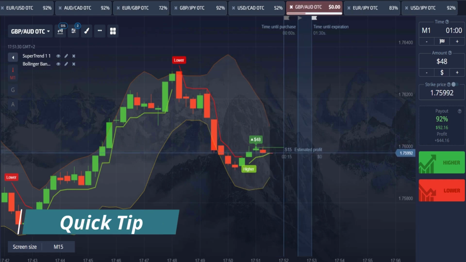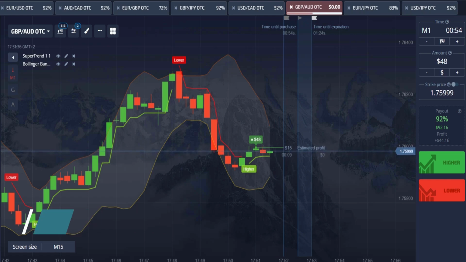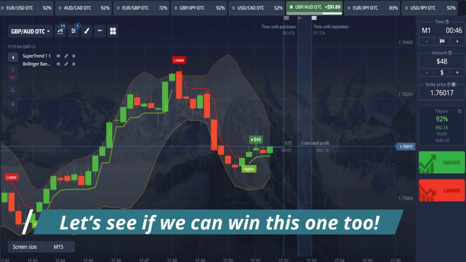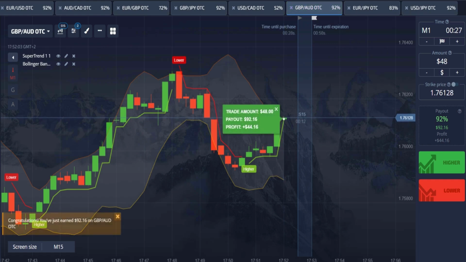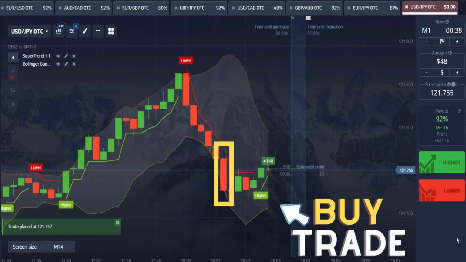Quick tip. Always test this strategy on a demo account before trading with real money. It's the best way to practice and refine your skills. Now let's wait and see how this trade turns out. Great news, we've won this trade as well. This shows how effective the strategy can be when followed correctly. Now let's move on and look for another perfect trade setup based on our recommendations. Let's see what the market offers us next.